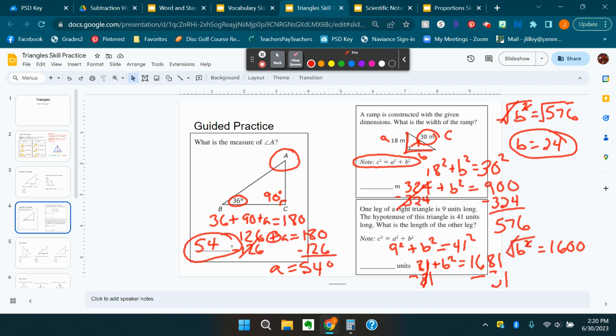So I'm going to do that to find out what b is. And the square root of 1,600 is 40. I can check because 40 times 40 equals 1,600. And that's my missing side.